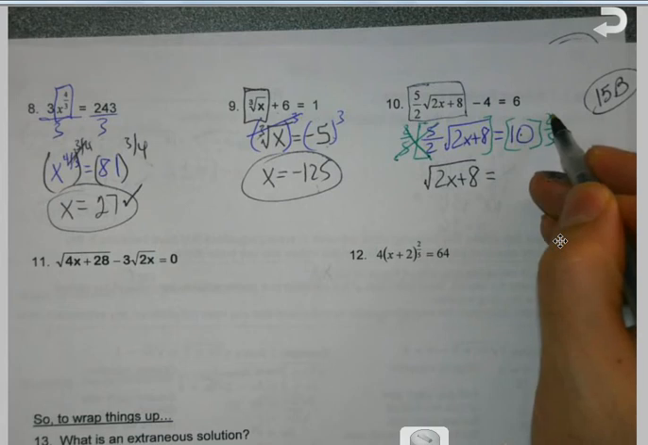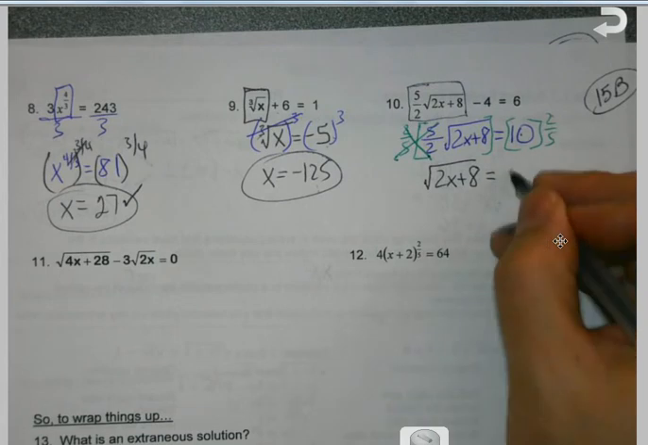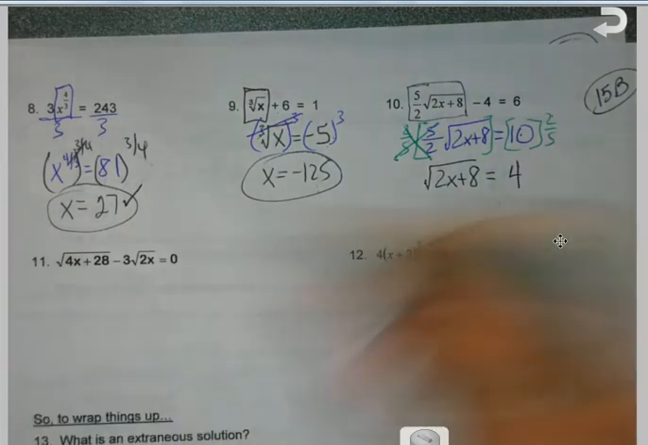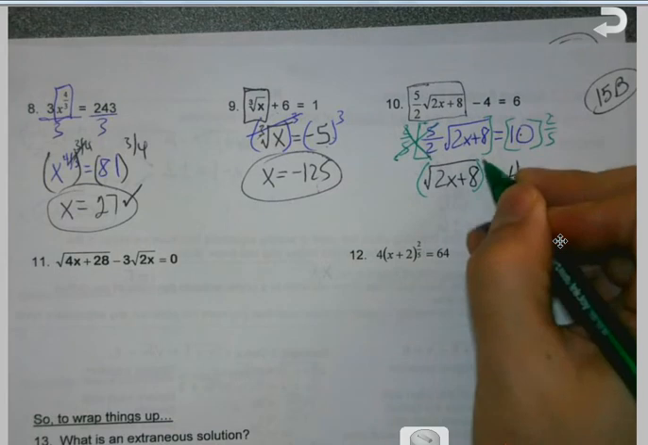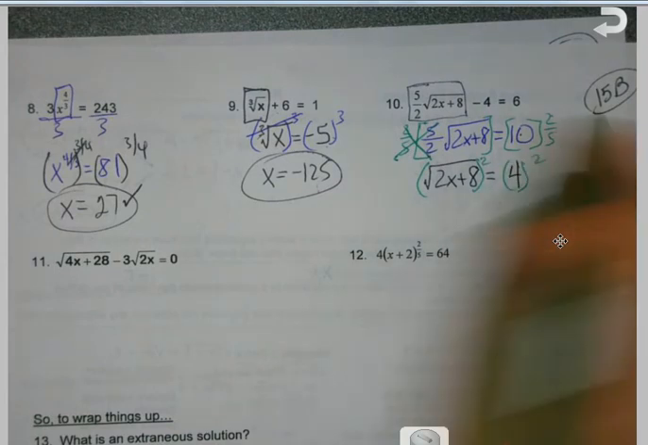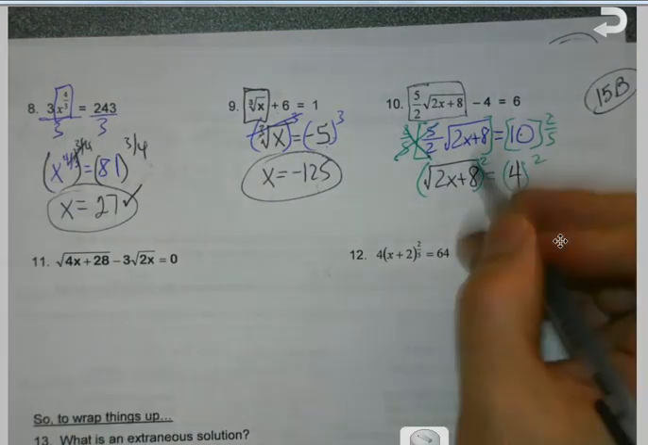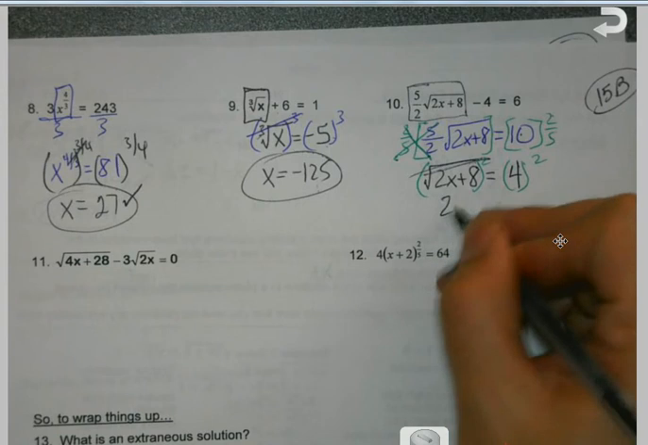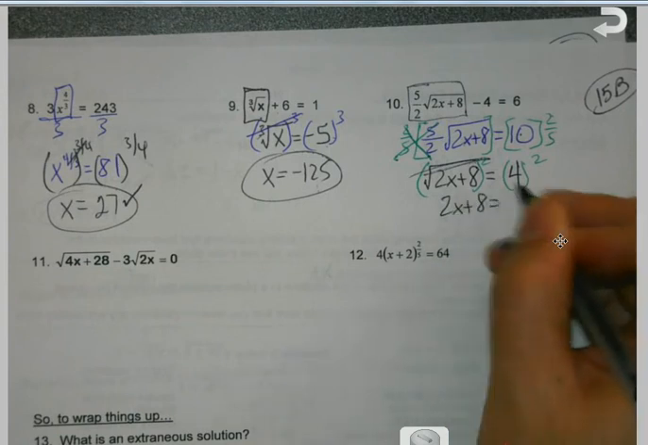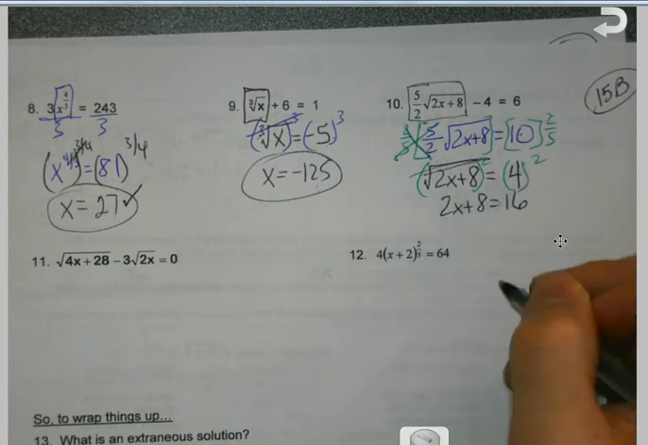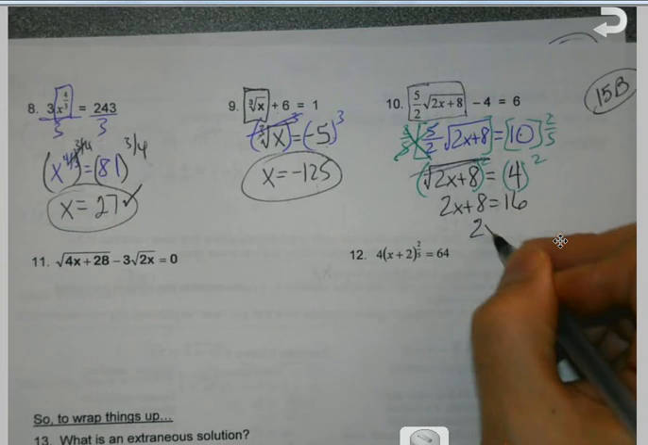Again, 10 times 2 is 20, divided by 5 gets me to 4. And now it looks pretty normal. So I'll just square both sides. Remember, 4 squared is 16, minus my 8 over.